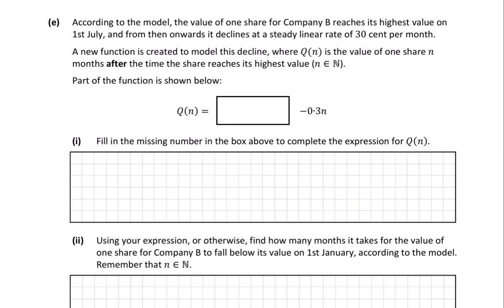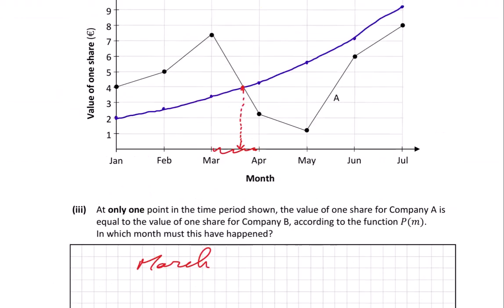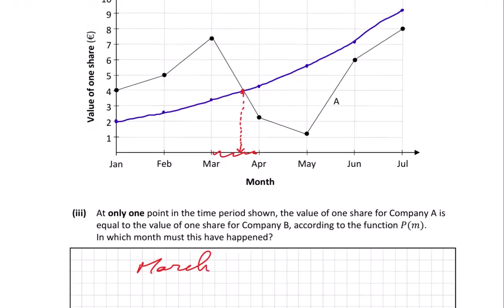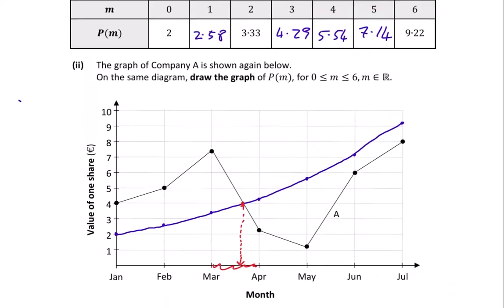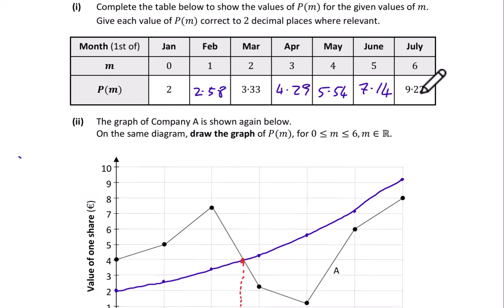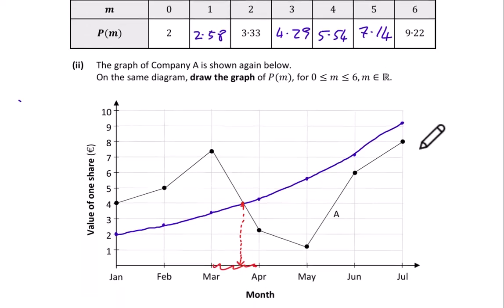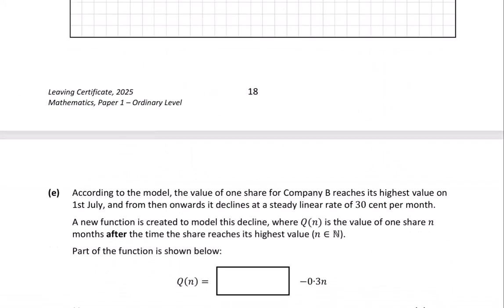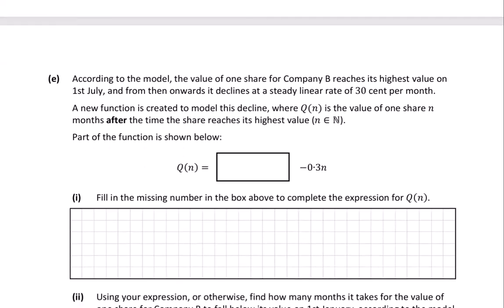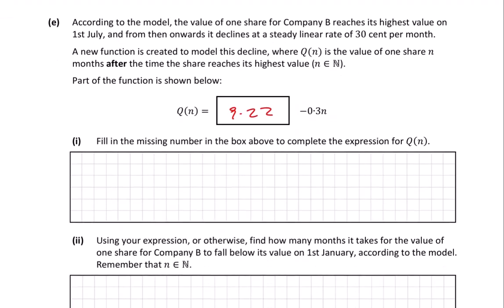So the value of one share for company B reaches its highest value on the 1st of July and then declines. So if we look at the 1st of July up here, this is July here, we see a value of 9.22. So that's here. So that's the number we need to put in here. So it reaches a value of 9.22 and then starts declining at this rate here, 0.3 euros rather, 30 cents every month. So that was it for that one.